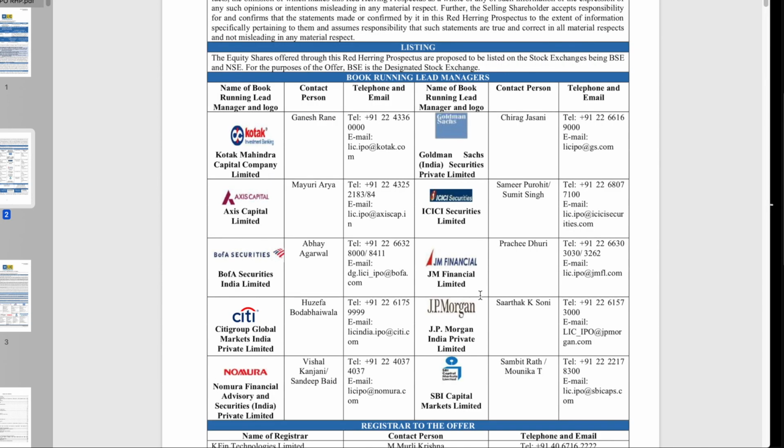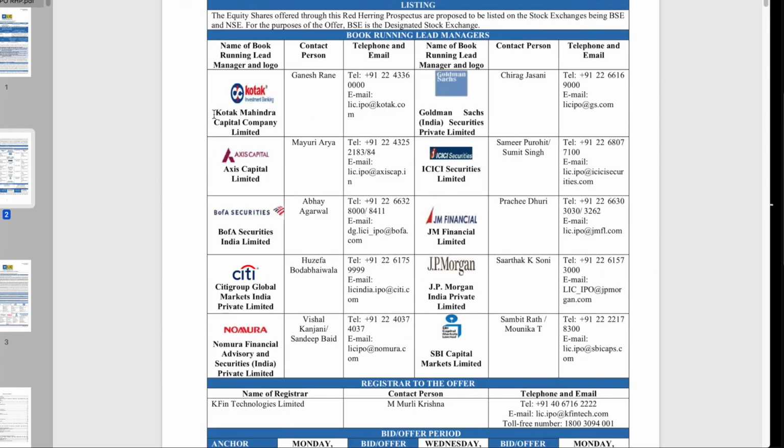and these are the investment banks. A company can enter into an agreement with multiple investment banks to help them raise money from the market. So all these are investment banks which were helping LIC to raise capital from the market: Kotak, Axis Capital, Bank of America, Citigroup, Nomura, SBI, JP Morgan, JM Financial, ICICI Securities, Goldman. These are the investment banks helping the company to raise capital. All right.